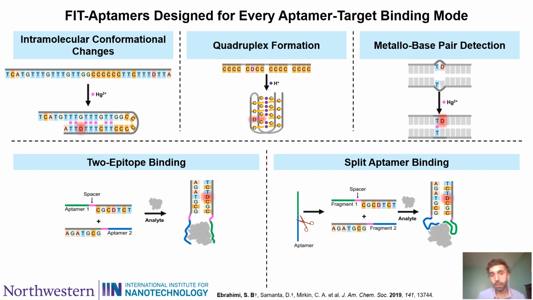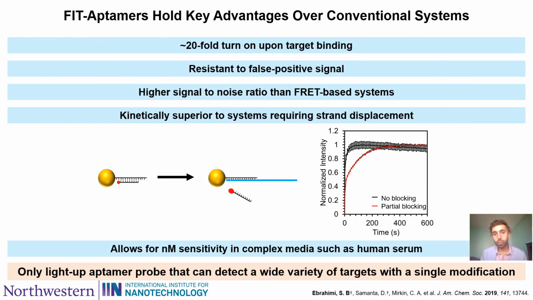But for the experts in the crowd, they may be asking, while it's powerful to be able to use these probes in different contexts for important analytes, do you have any advantages over state-of-the-art platforms? And we're really excited to say that yes, we do. So we observe up to 20-fold enhancement upon target binding, and these probes are resistant to false positive signal. But we also observe higher signal-to-noise ratio than FRET-based systems.